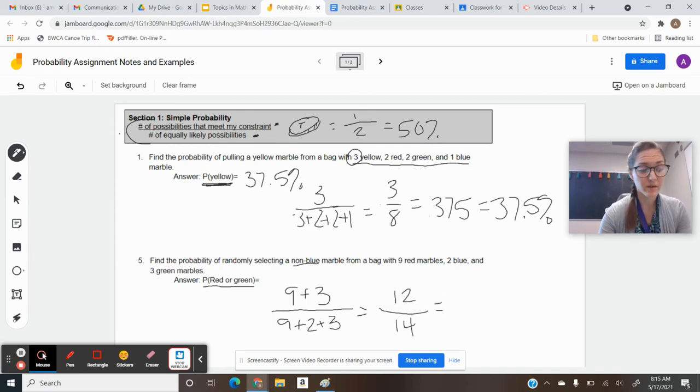All right, now I need to make this fraction into a decimal to make into a percent. So when I divide the 12 by the 14, I get 0.857. To make that into a percent, I get 85.7%. So my chances of pulling a non-blue marble are pretty high.